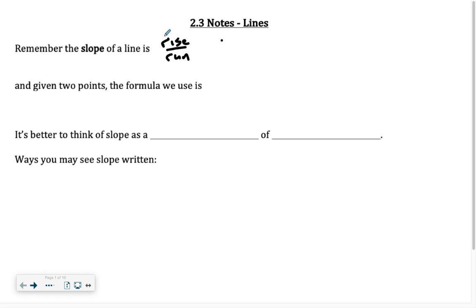What that means is how much we are changing in y over how much we're changing in x. Then the formula that we use, given 2 points, and we can call those points x1, y1, and x2, y2, is y2 minus y1 over x2 minus x1.